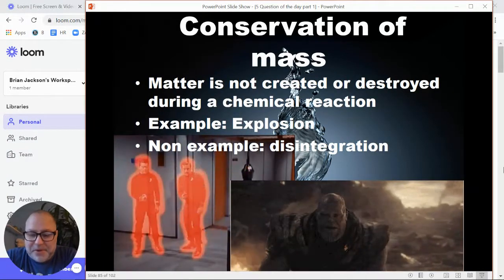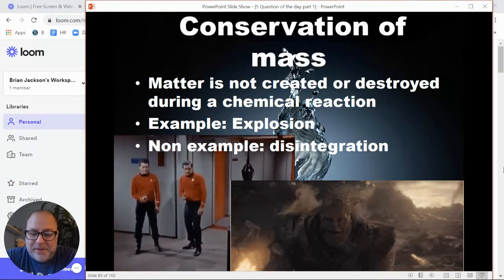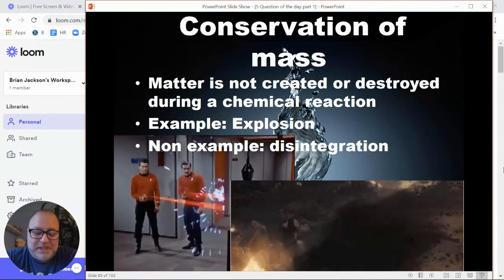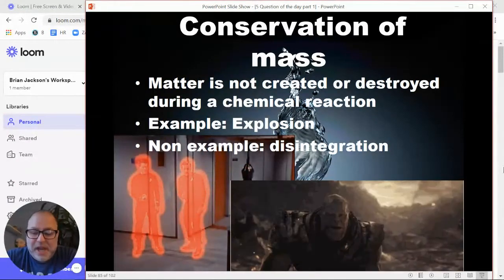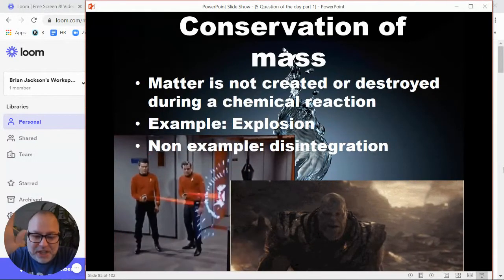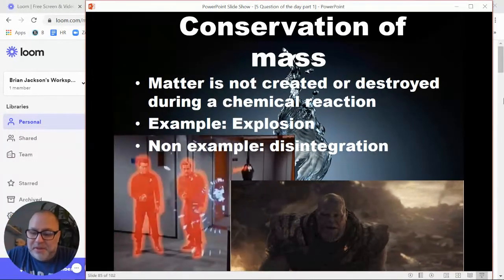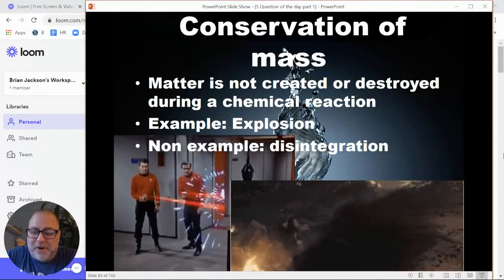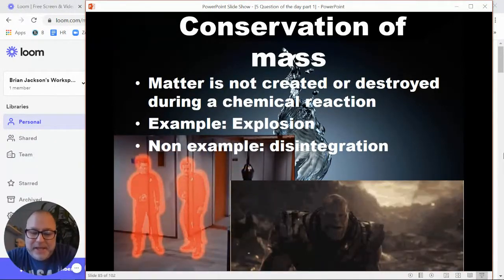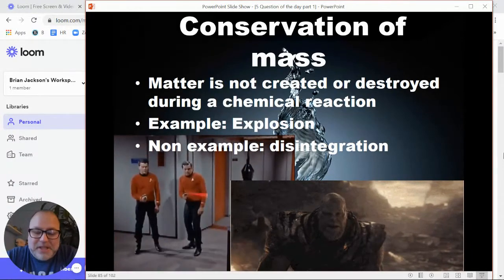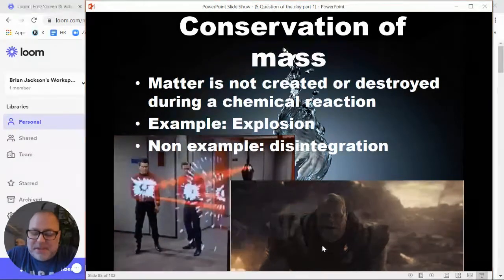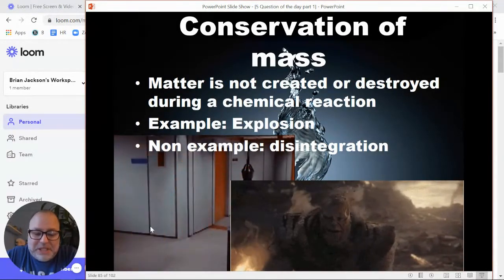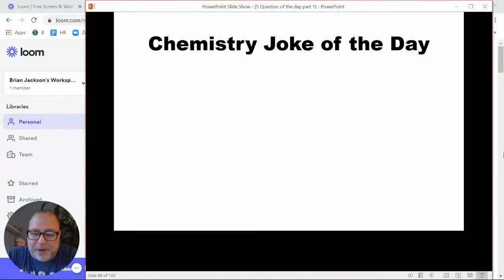A better example could be this guy right here. Ever see a movie where someone's disintegrated or destroyed, and instead of just vanishing into thin air, they crumble apart? Their mass is going somewhere else. It's just kind of blowing away. That, scientifically speaking, is very possible. So you've got a possible disintegration versus an impossible one.